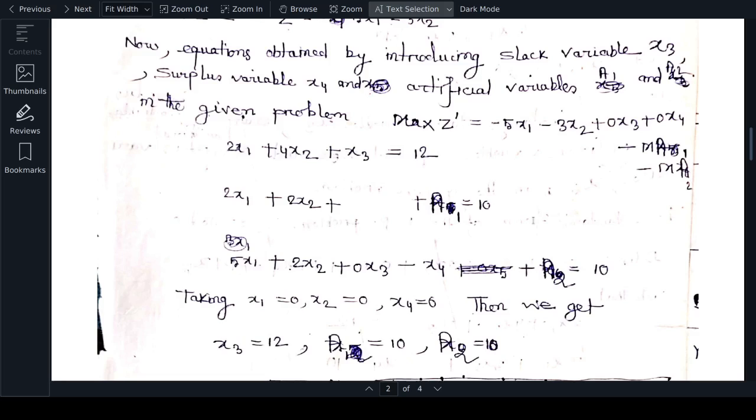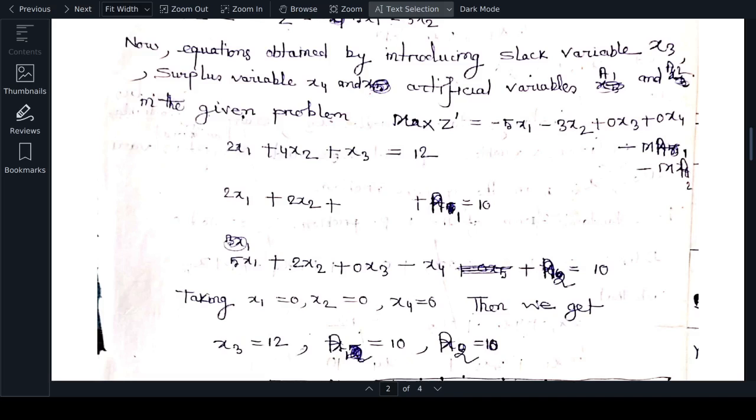Delta 1 equals CB into Y1 minus C1. Clear? So you will calculate, and if you find any difficulty then you will ask. Next you see which delta j are positive or negative.